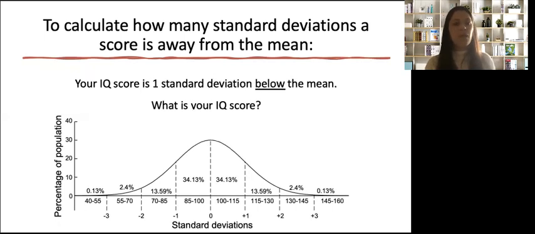And finally, what if your score is 1 standard deviation below the mean? So now we're going to go the opposite direction. You're below the mean. We know 1 standard deviation equals 15. So again, we're talking about falling below the mean. So we subtract 15. We subtract 1 standard deviation away from the mean, which is 100. And by doing that, we get a score of 85.